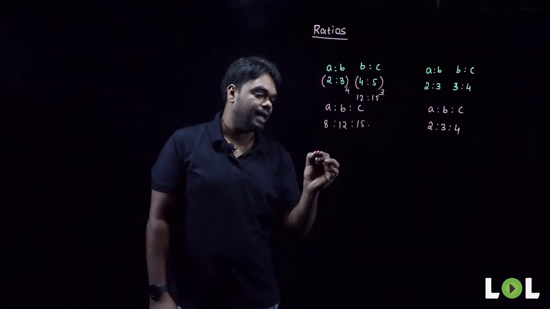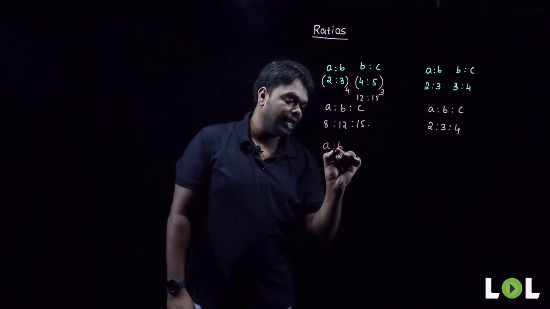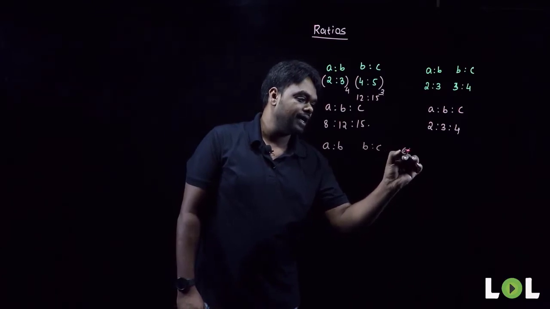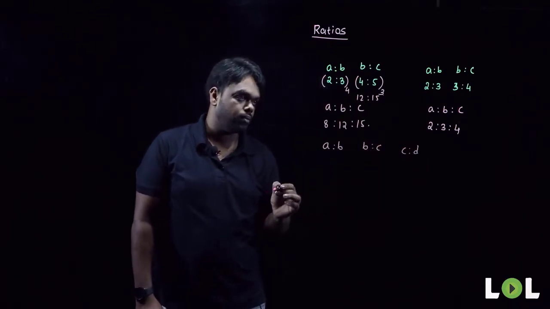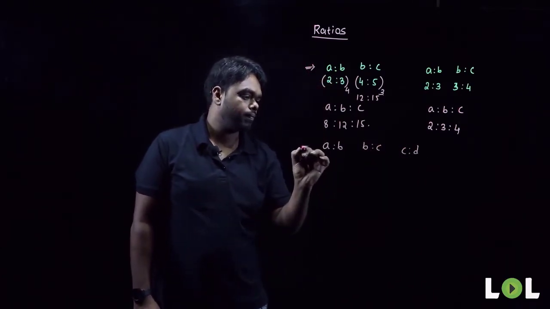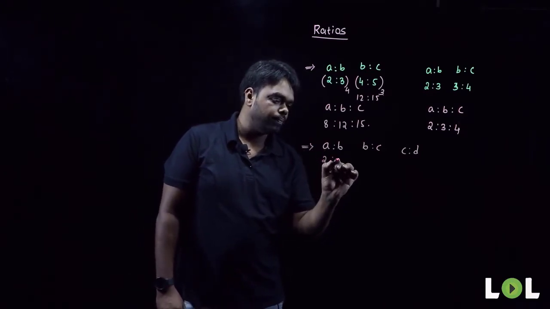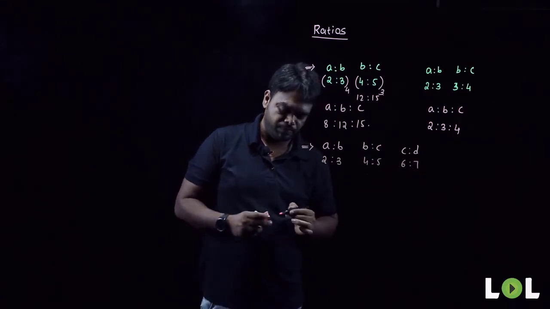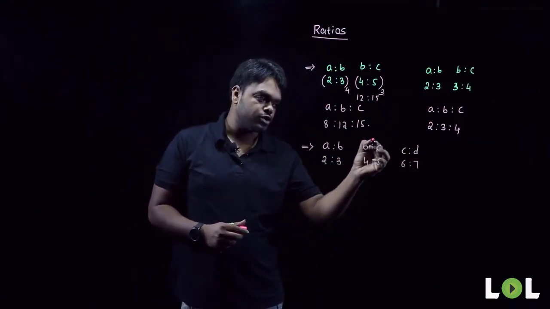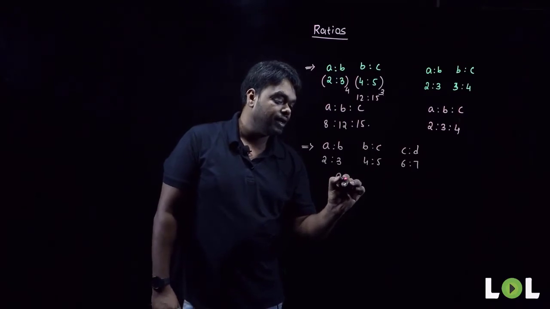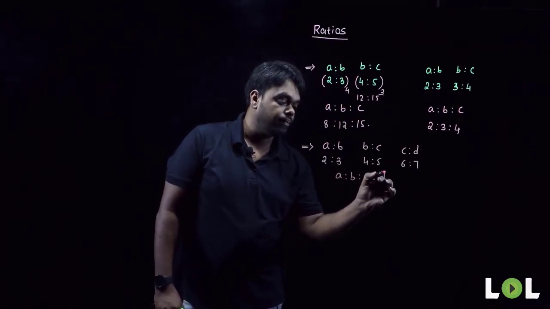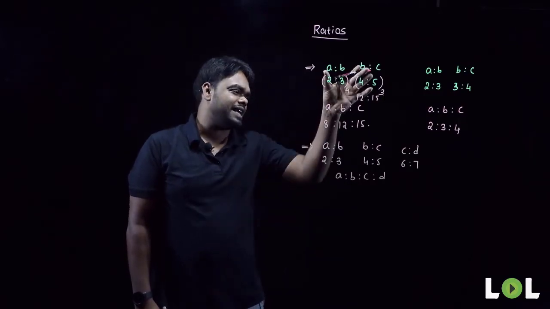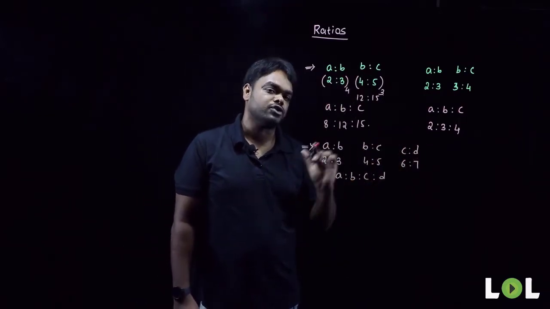Now what happens if it is something like this? Check this out. A is to B and B is to C and C is to D. I'll give you three ratios now. So let me take this as 2 is to 3 and this as 4 is to 5 and let me take this as 6 is to 7. So in the first step, we calculate A is to B is to C. Now what do we need to calculate? A is to B is to C is to D. Well, we have already calculated A is to B is to C, because this is the same example here, but I just took the one extra ratio, C is to D.